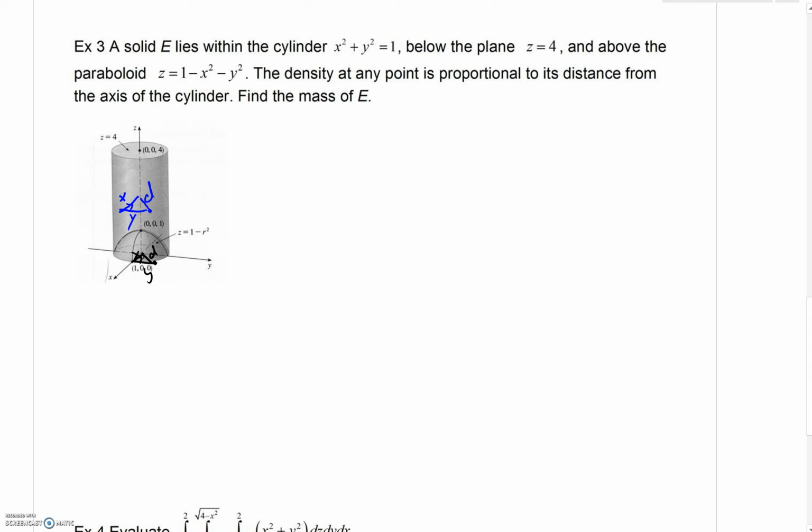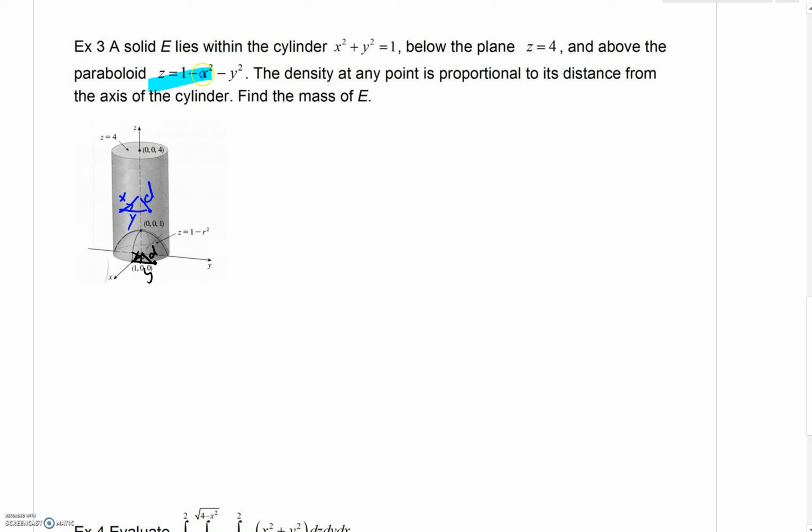They're very kind enough to give us a picture, and they're telling us here's this solid. It lies within a cylinder. x squared plus y squared equals 1. That's a circle, of course, but with no specified z value. It would be a circle for any z value. So you could see that's your cylinder right here. And it says the solid lies within this cylinder below z equals 4. Well, z equals 4 would be this top circle right up here.